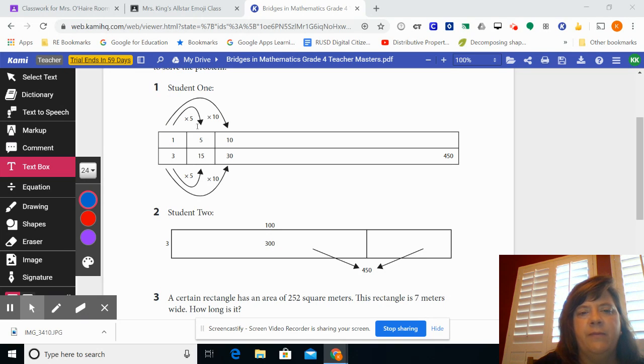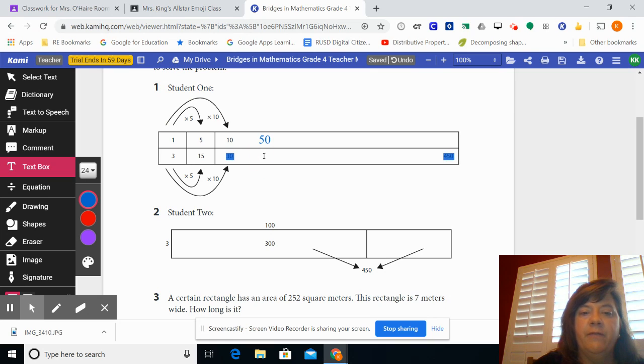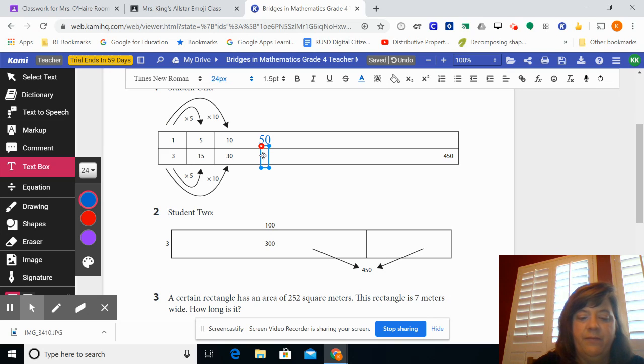I look here and I see 1 times 5 is 5, 3 times 5 is 15. I can also look diagonally. 3 times 5 is 15, 3 times 10 is 30. So I can look at that diagonally. But I need to get to 450. So I think I'm going to set up my ratio table a little bit differently and go 1 times 50, and then 3 times 50 down here would be 150.